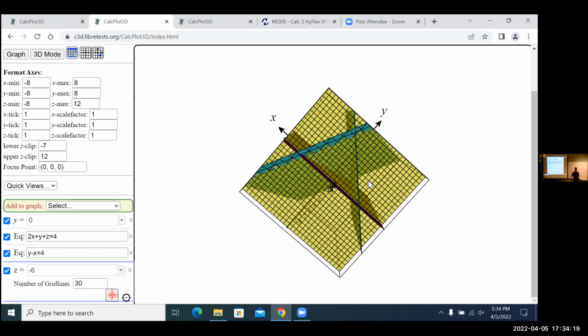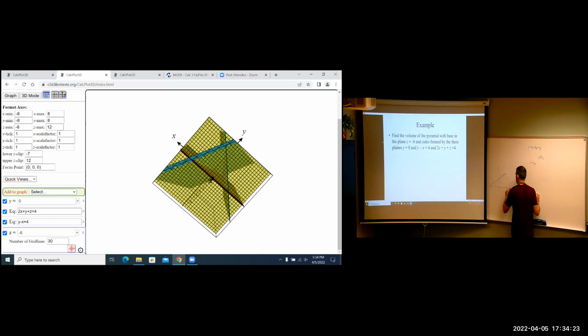All right, so it looks something like this. Okay, that's kind of a rough sketch of our region. Again, this is the positive x-axis, so this is kind of a mirror image of it.